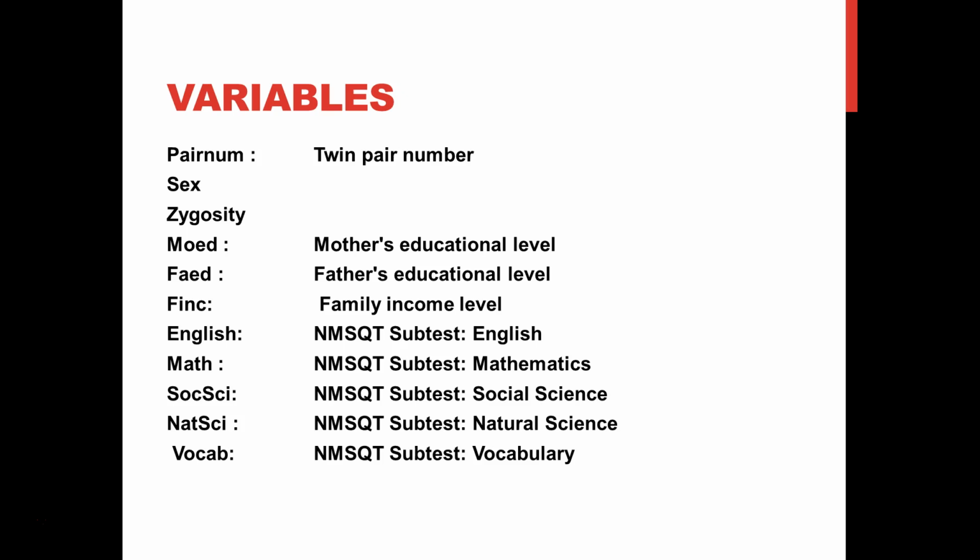Our variables here, we have several. We have our paired numbers, the ID of the twins, the sex. We have the zygosity variable, and we have mother's educational level, father's educational level, and we have family income. We have our national merit subtests: English, mathematics, social studies, natural science, social science, and vocabulary.